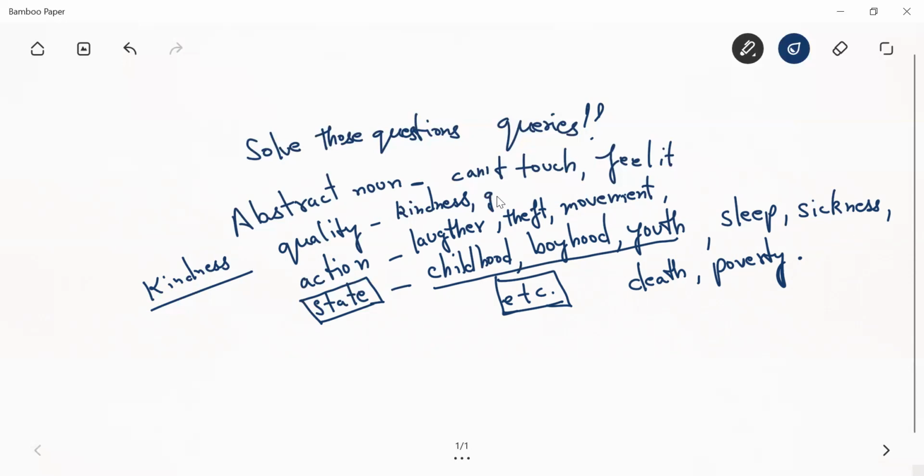Then goodness. That's also a quality. Can you also say happiness? Yes. Honesty, happiness, wisdom, bravery. Not brave, bravery. Honesty, I have written. Okay.